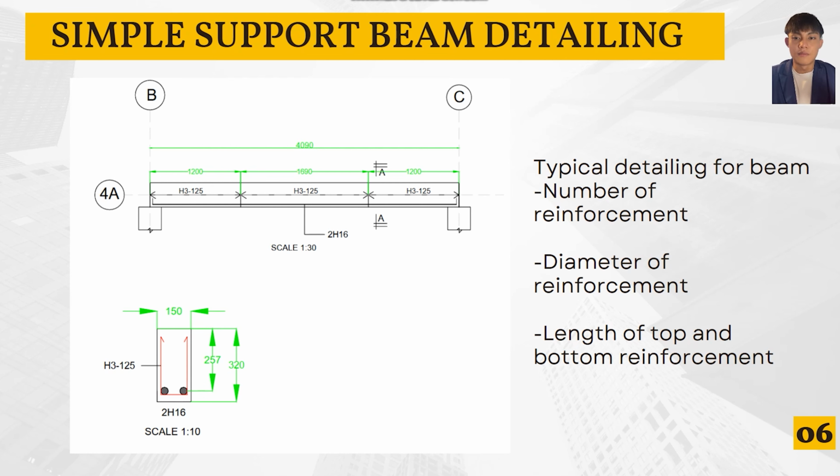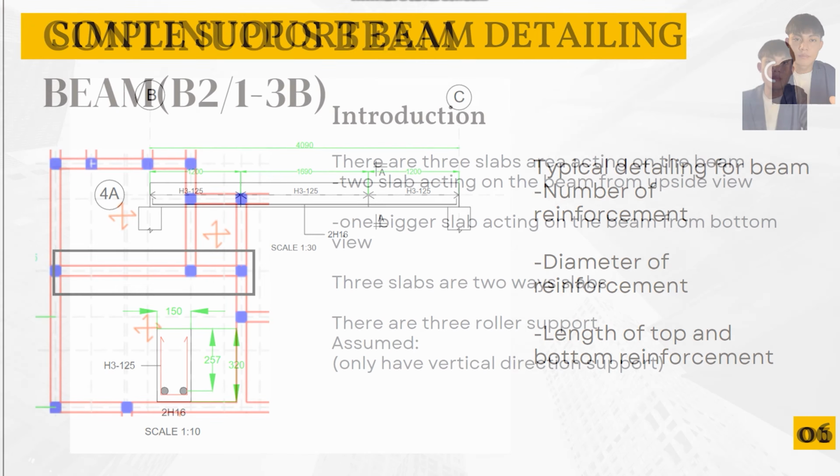There are 2 bars, and the diameter of the tension bar is equal to 16 mm. So it fulfills the requirement of the typical detailing of a beam, which is the number of the reinforcements, the diameter of the reinforcements, and the length of the top and bottom reinforcement.